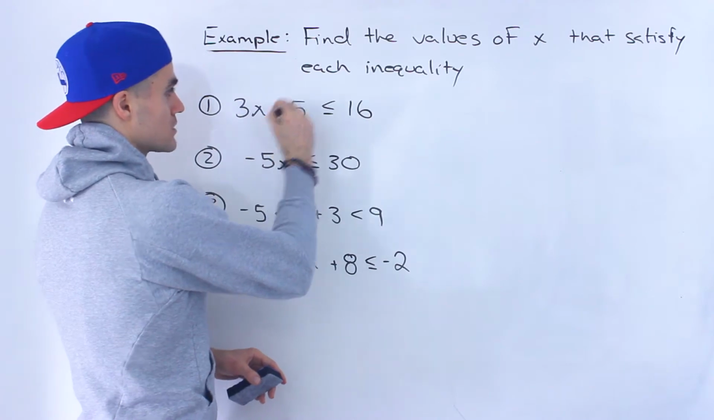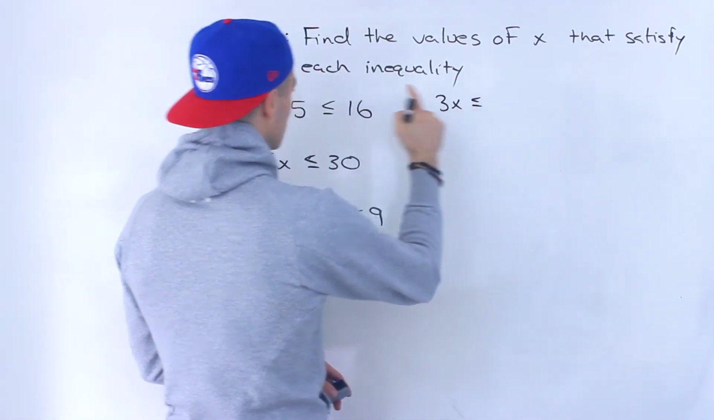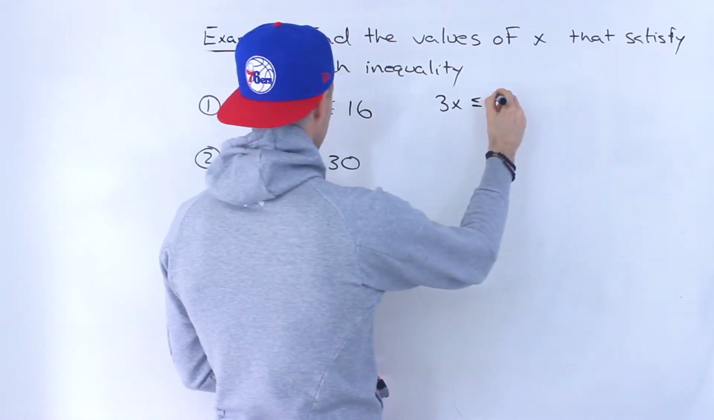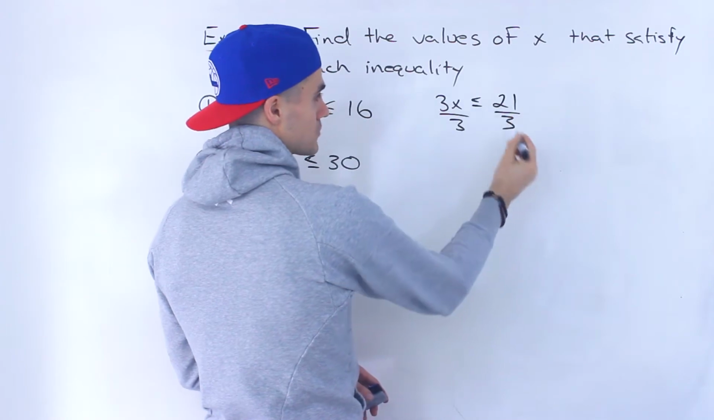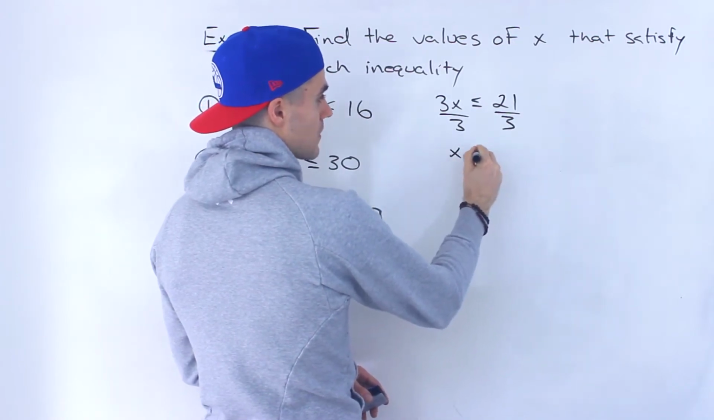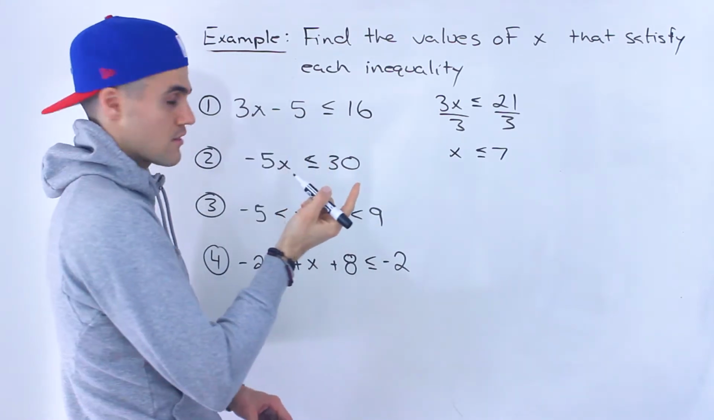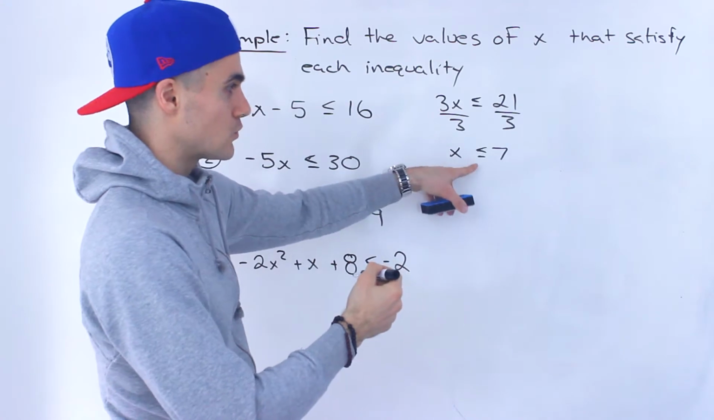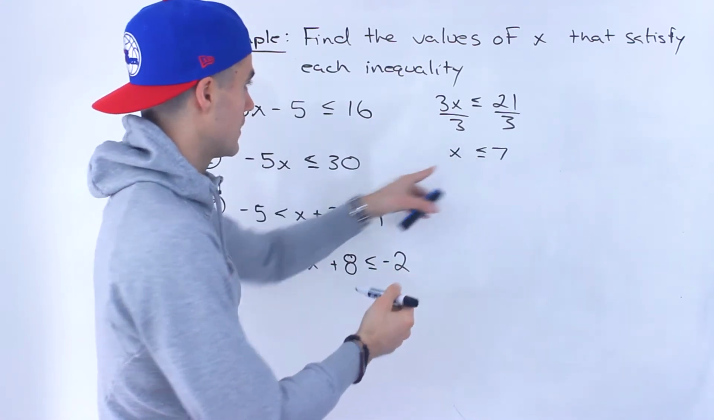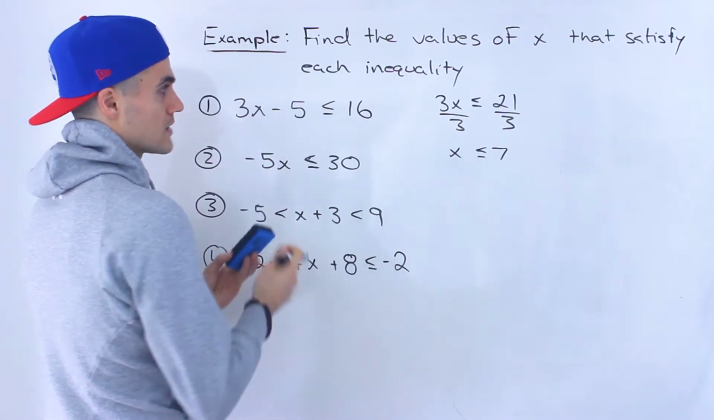What I'm going to do here is bring the negative 5 over. So we'll have 3x is less than or equal to 16 plus 5, which is 21. Then over here, we just divide both sides by 3. And so x is less than or equal to 7. That is the answer for number one. So all x values less than or equal to 7 will let this inequality hold. Okay, it's going to make it valid.